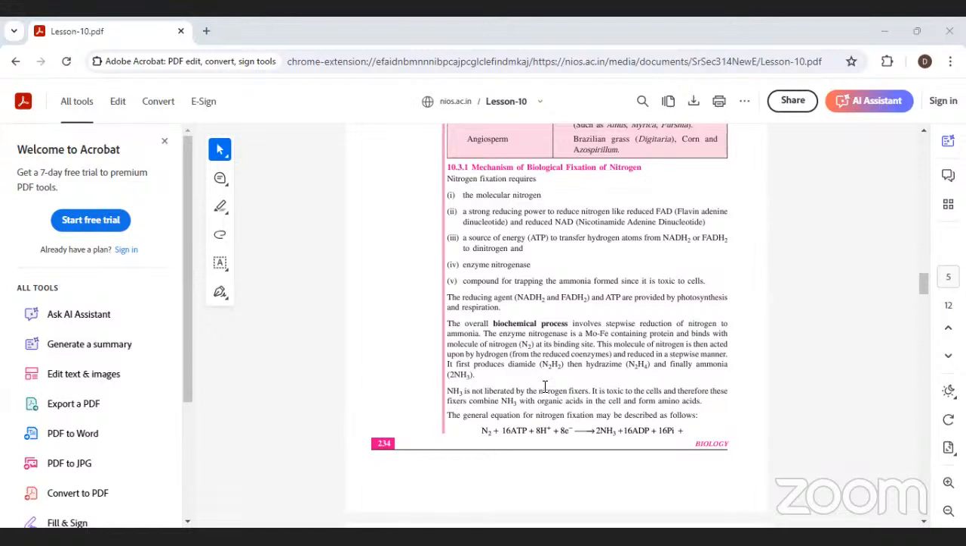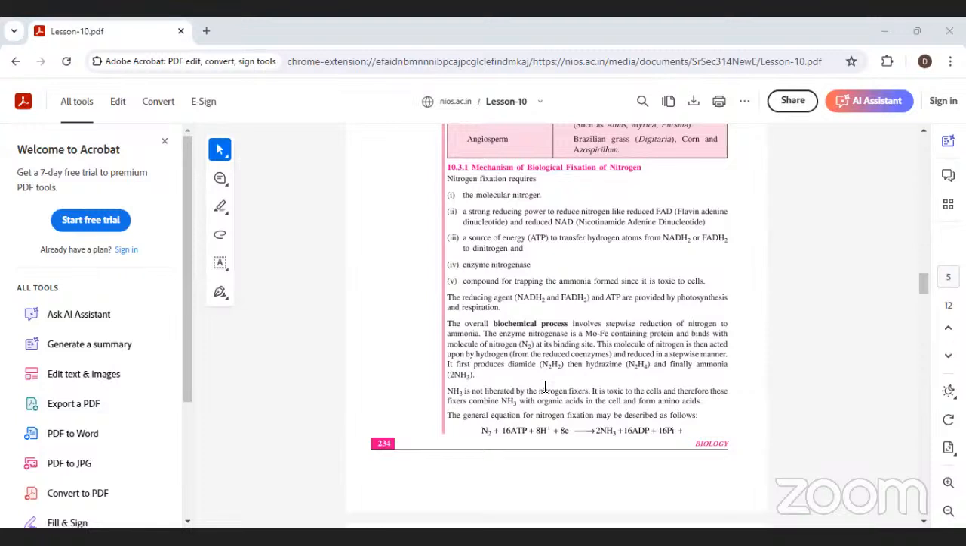In photosynthesis, the light reaction produces the assimilatory powers. The assimilatory powers are called NADH2, FADH2, and ATP. These are all called assimilatory powers. In respiration also, in glycolysis and the total respiration, the assimilatory powers are produced. The overall biochemical process involves stepwise reduction of nitrogen to ammonia.